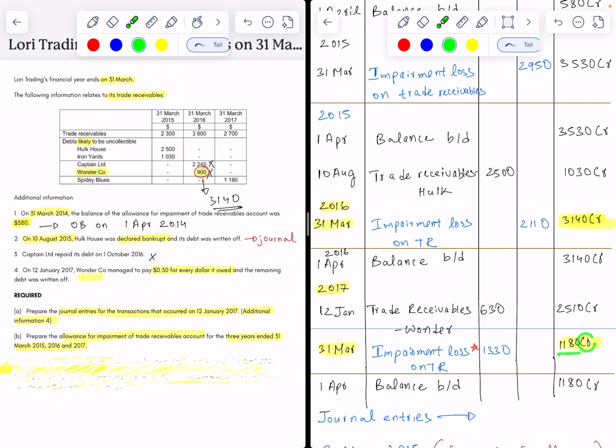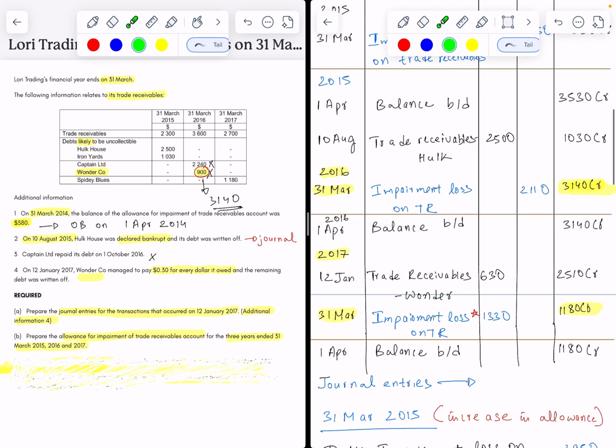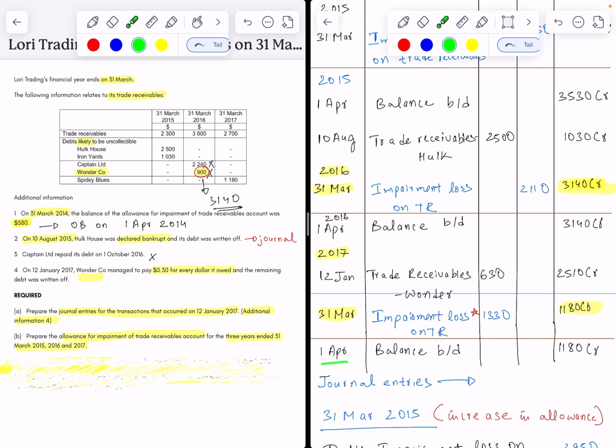This is the amount we have taken from 31 March 2017 as mentioned in the table for the amount that Spidey Blues used to owe us, okay? Now, this is what we carry forward on 1 April 2017 as the opening balance of 1,180 credit. Don't forget to carry forward this even after you finish your ledger account at 31 March 2017 because you've got an extra mark allocated for this, okay?